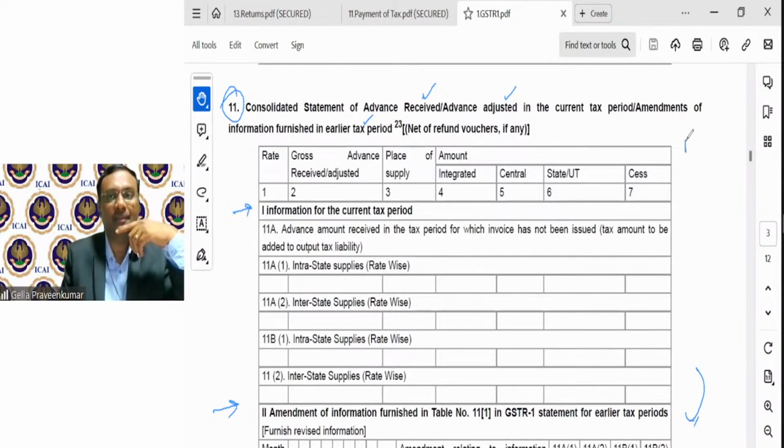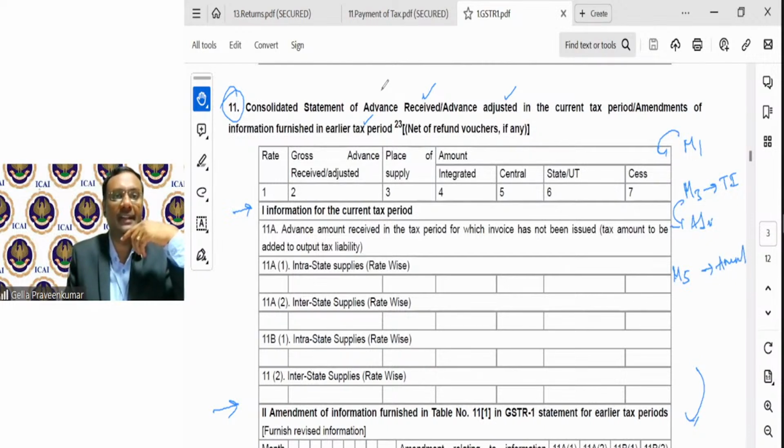So in month 1, I received advance, show here. In month 3, I raised a tax invoice, then show this as an adjustment in this particular table. Or in month 5, I need to make an amendment, then make the amendment in this particular table. All aspects connected with your advance.